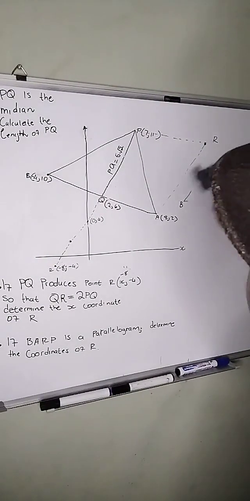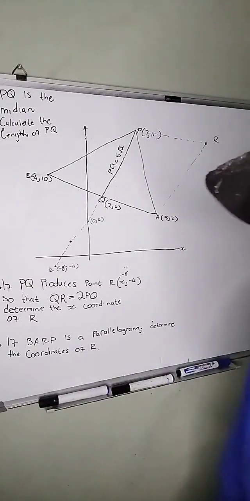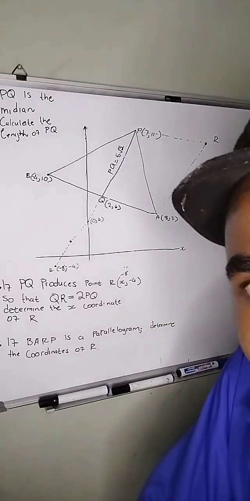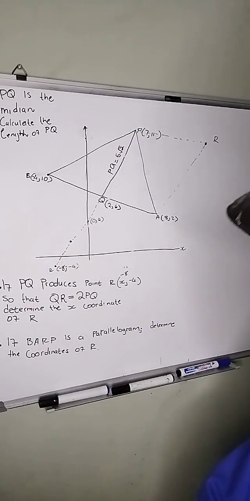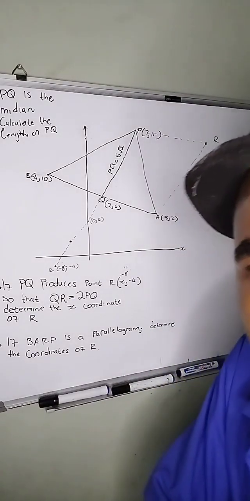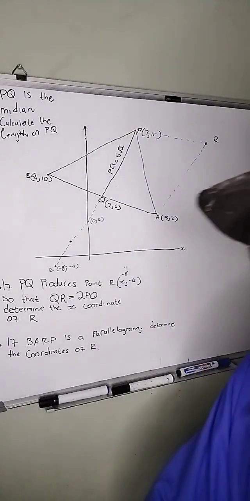So what are my diagonals? BR and PA. What do we know about the diagonals of the parallelogram? What do we know? Actually, how can we solve this question?